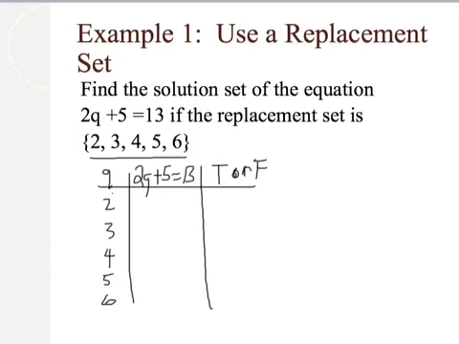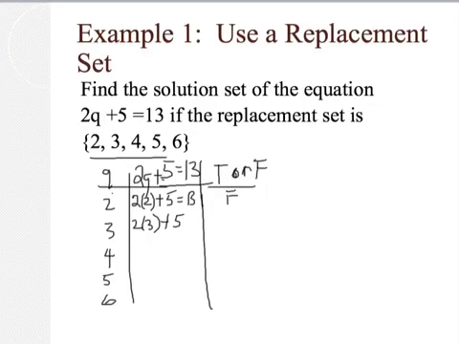I'm going to change the way this 13 looks. Let me fix that whole thing. Okay, that's a little better. So what happens here is I'm going to just plug 2 right into the equation, 2 times 2 plus 5 is equal to 13, and I'm going to see if it's true or not. Is 2 times 2 plus 5 equal to 13? It's false, because that's really 4 plus 5, which is 9. And I'm going to continue on down the list, checking to see which one works.